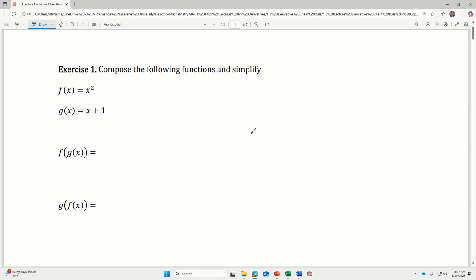If I say I want to compose these two functions, where f of x is x squared and g of x is x plus 1, what composing means is I put one function inside of the other function.